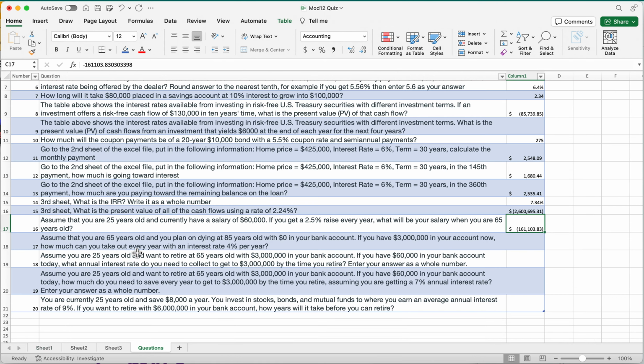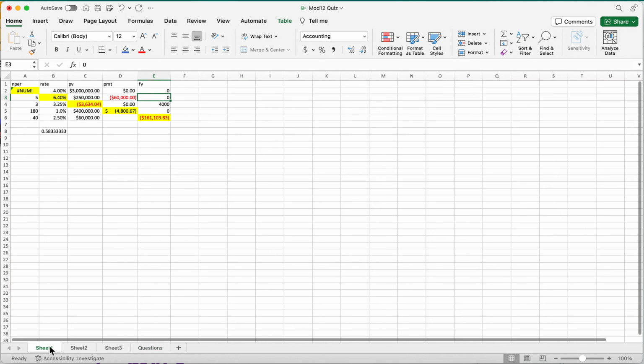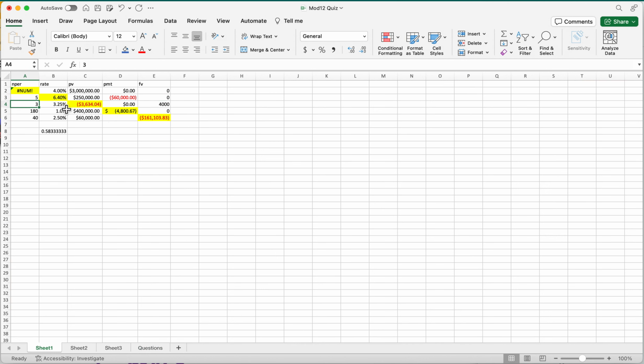If you have $3 million, how much can you take out every year? I'm sorry, I used the wrong one. So we are living for 20 years. So we're going to use this one here. Sorry. So we want to live for 20 years, 4%. Present value is $3 million.